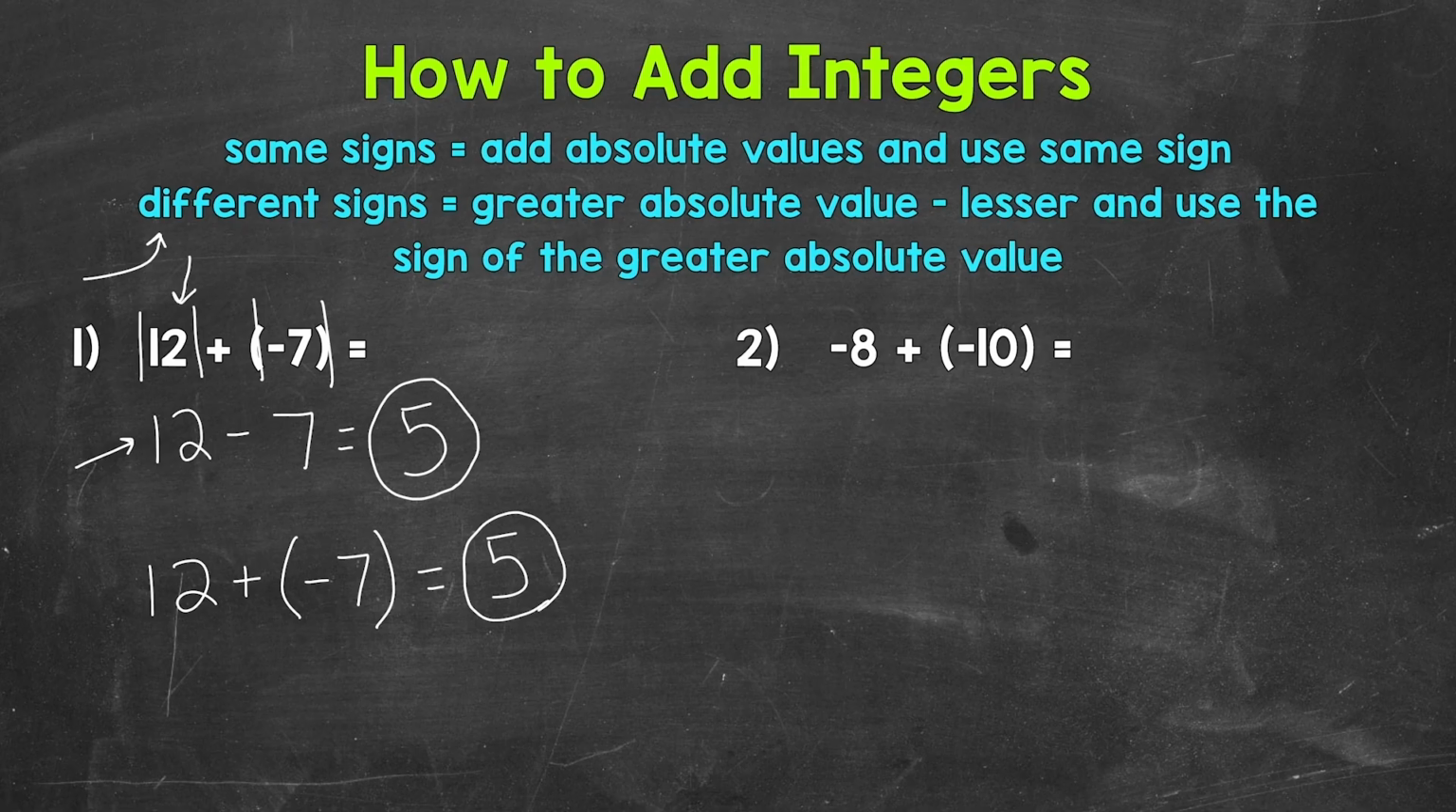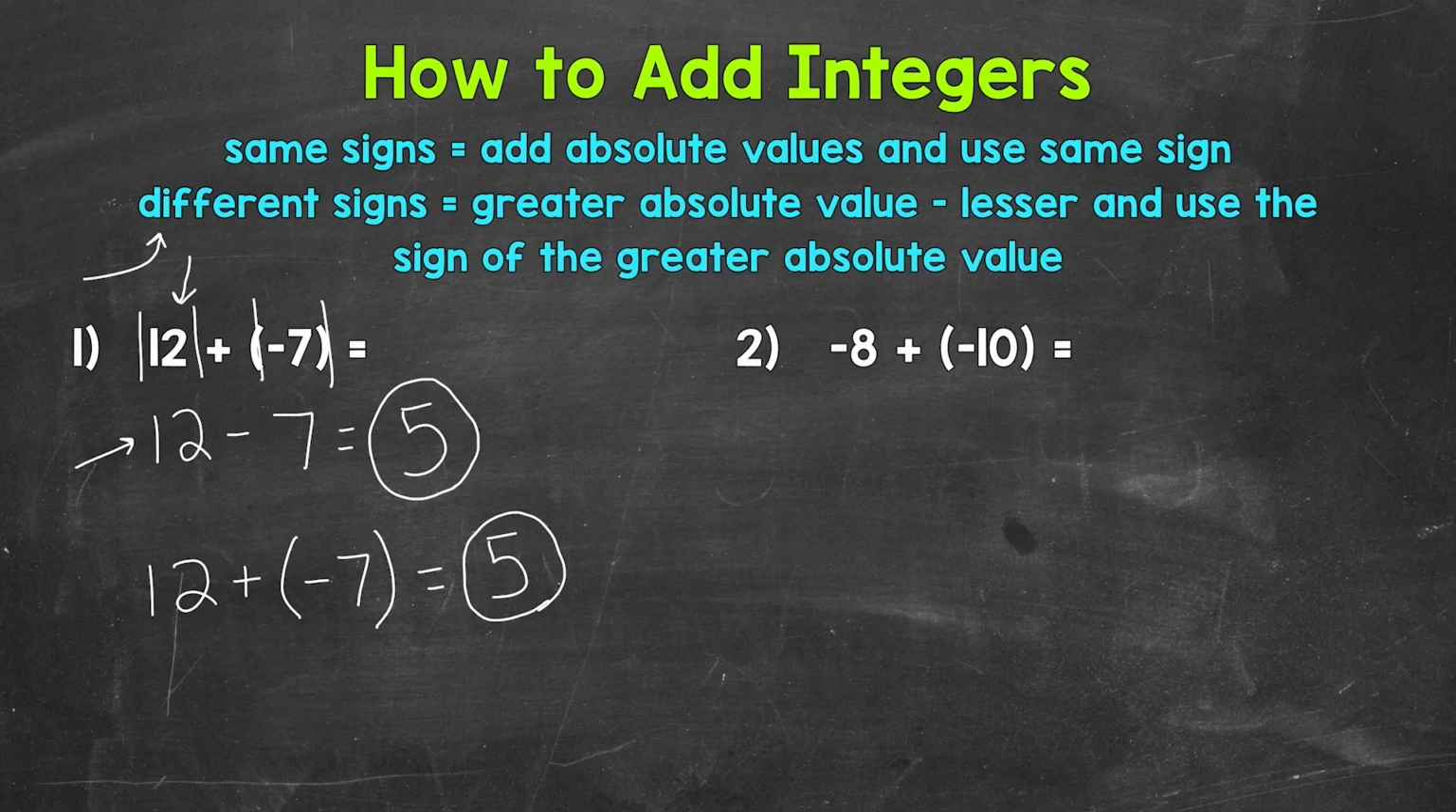So again, we started at a positive 12. Always think about where you are starting and where you are going from that starting point. So we are adding a -7, which is decreasing our 12 in value by 7, and we end up with 5. Let's move on to number 2, where we have -8 plus -10.